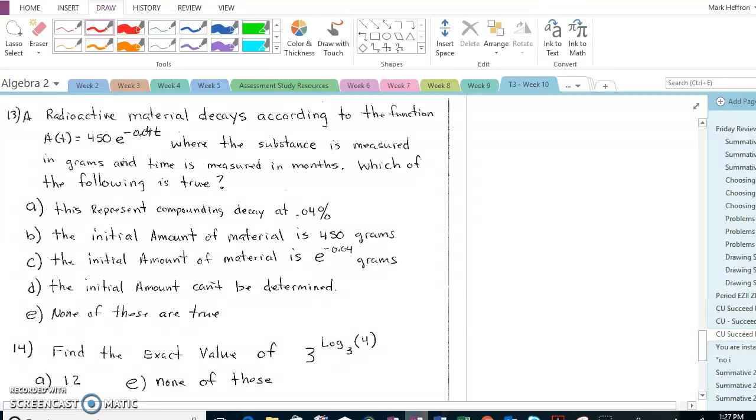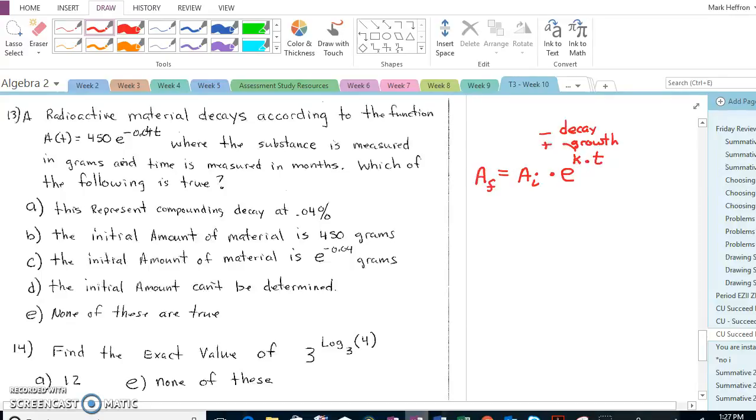The general continuous exponential equation is the amount final equals the amount initial times e to a growth or decay constant times t. If this is negative, we have decay, and if it's positive, we have growth.